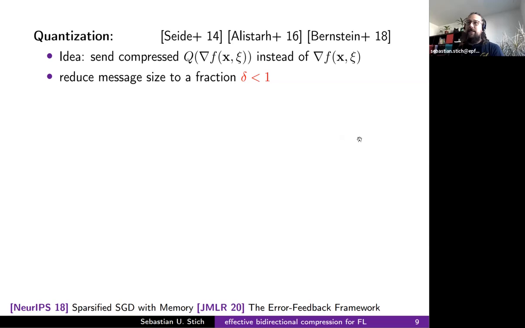So what is the general idea? Well, instead of sending the full gradient, try to send a compressed version of the gradient. And by this, we can typically reduce the size of the messages that we send to some fraction delta, let's say.